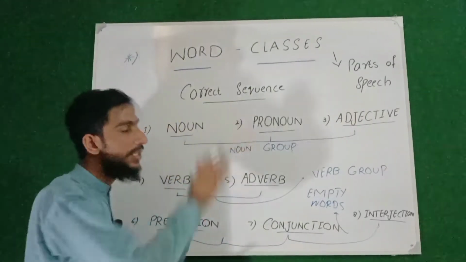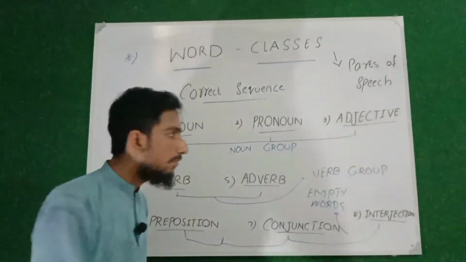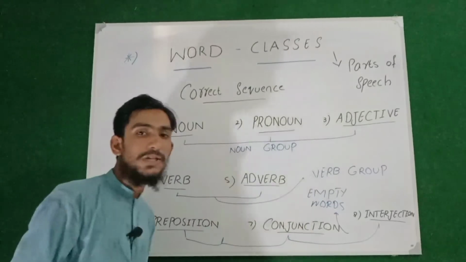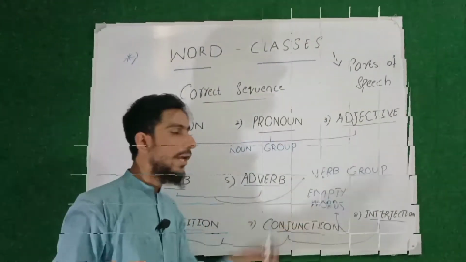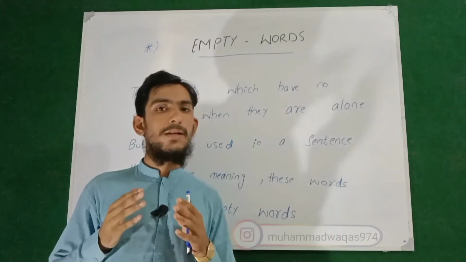So noun, pronoun, and adjective, these are collectively called noun group. Verb and adverb, these are collectively called verbial or verb group. And the preposition, conjunction, and interjection are basically called empty words. Now we will be discussing what are empty words. As I mentioned, preposition, conjunction, and interjection are empty words.